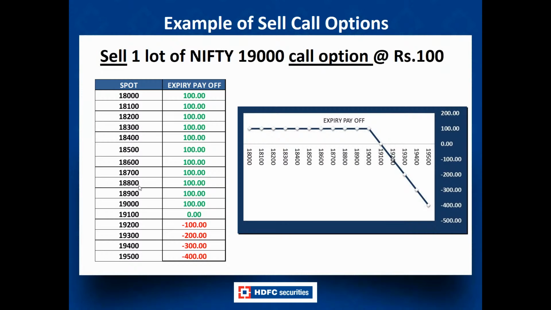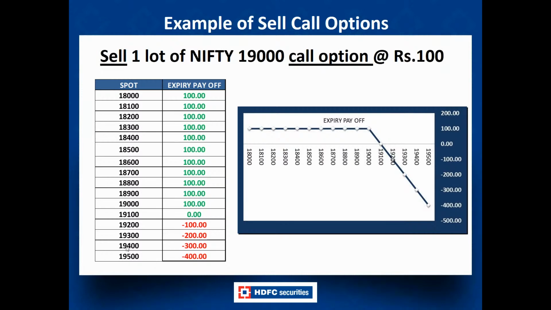So here in the payoff diagram, if you can see, if Nifty closes on or below 19,000 level, you will make 100 rupees per share as a profit and not more than that. However, if Nifty starts moving above 19,000, that means your view went wrong, and however much it goes above 19,000 level, that much amount of loss you will be incurring.